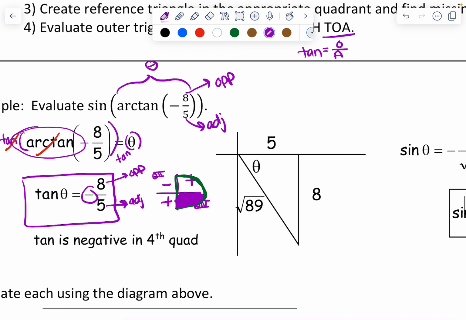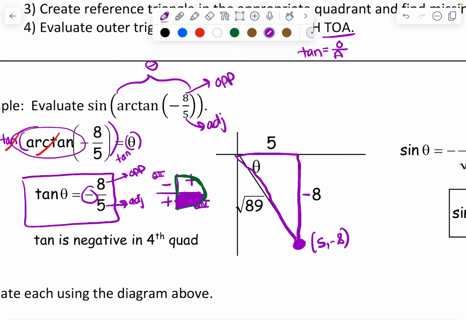So that's the quadrant that the triangle will be constructed in. And what we can do here is, once we have this triangle constructed, and with the negative, I now know that it will be the 8 because we are in quadrant 4. This coordinate is 5, negative 8. So I know that even though the whole ratio is negative, the negative is unique to the 8, okay?